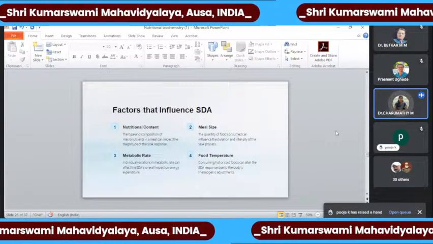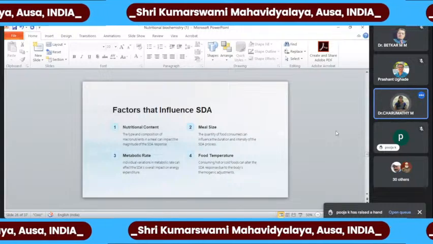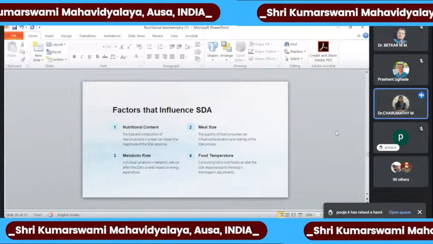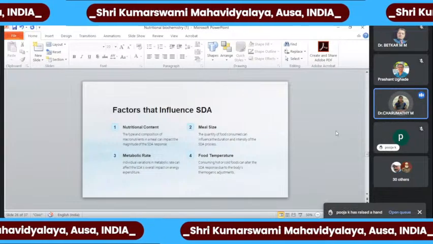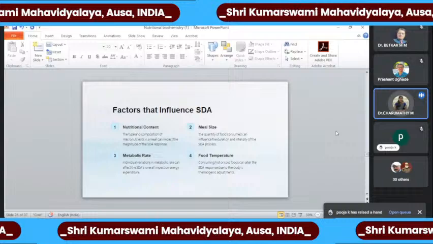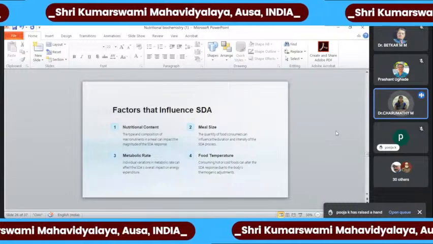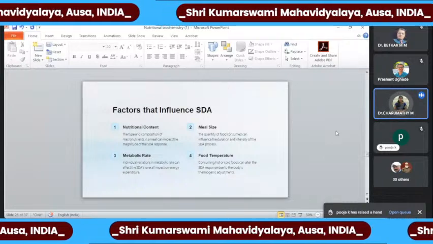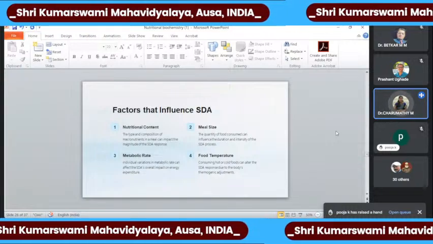Factors that influence SDA: nutritional content, meal size, metabolic rate, and food temperature. In food temperature, the temperature of the food we consume also alters our body's response. It is a thermo adjustment. And meal size: sometimes the quantity of food will be increased, sometimes decreased, so according to that, it will change. Nutritional content: most of the time we have to use macronutrients, and micronutrients are also essential. So according to that also, it will differ.